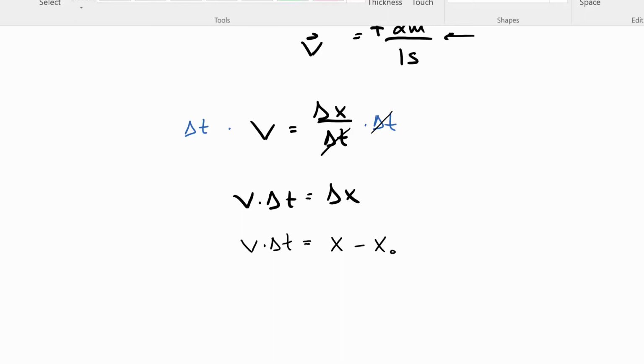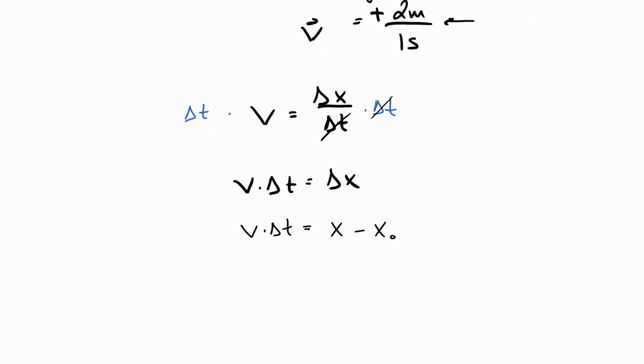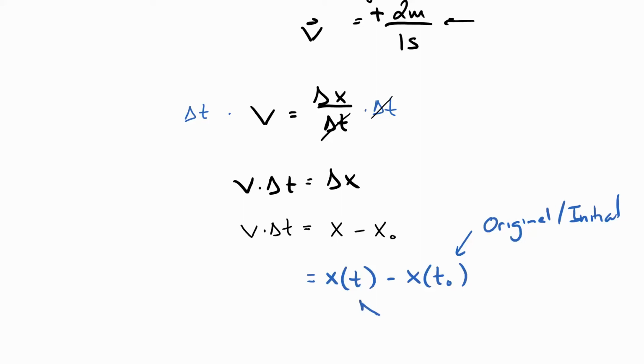This might be a little weird, but what this is really saying, when I say x, I'm saying x at time t. And when I say x naught, I'm saying x at time 0, or at my original time. So I could say at some time t0. So original or initial time, final time. These correspond to my t's in here.